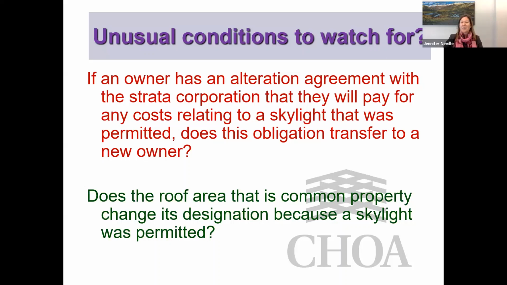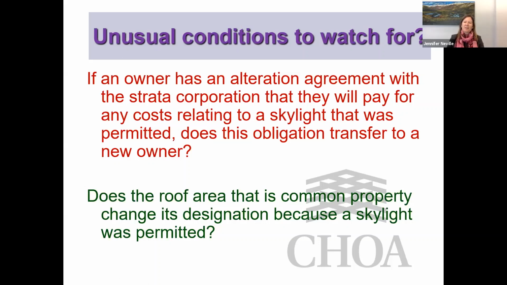It is, yeah, and I quite often get the question, can we register it on title? And no, there's no way to do it right now, but ideally that would change in future. Now, the green question, does the roof area that is common property change its designation because a skylight was permitted? And in my opinion, no, it doesn't change its designation. It's still common property.